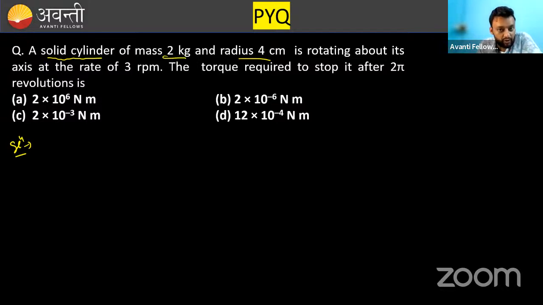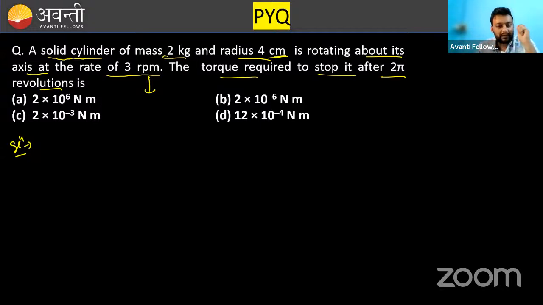The question says a solid cylinder of mass 2 kg, radius 4 centimeter. Make sure the radius is in 4 centimeter. It is rotating about its axis at the rate of 3 RPM. What is the full form of RPM? Anybody knows? Full form of RPM? The torque required to stop it after 2 pi revolutions.